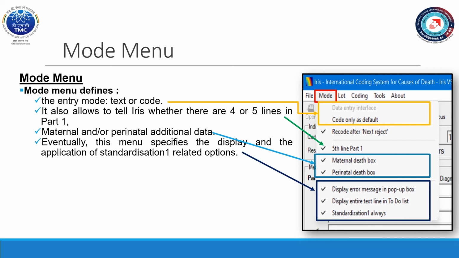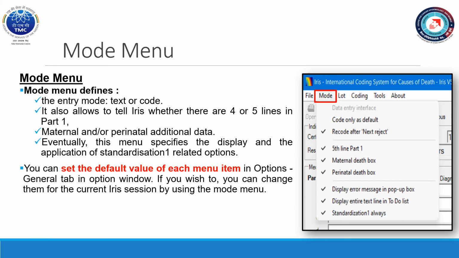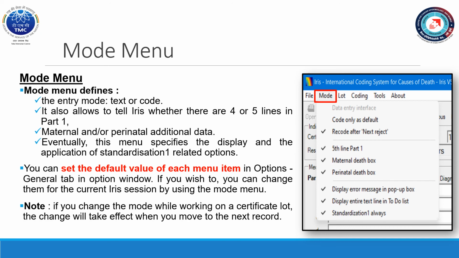Eventually, this menu specifies the display and the application of standardization 1 related options. You can set the default values of each menu item in the Options General tab in the Option window. If you wish to, you can change them for the current IRIS session by using the Mode menu. Note, if you change the mode while working on a certificate lot, the change will take effect when you move to the next record.